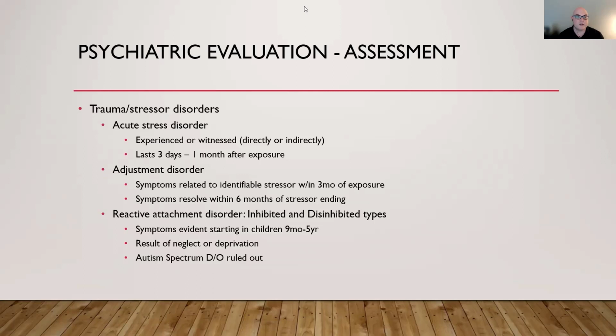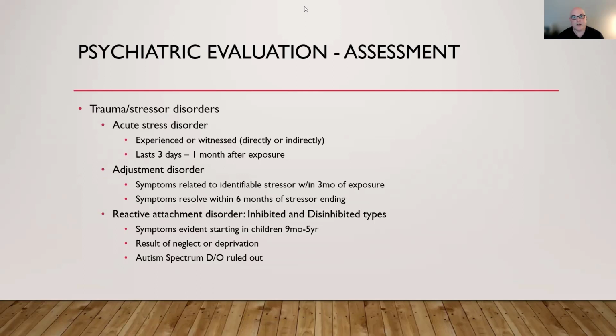Here we have acute stress disorder. This can last 3 days to 1 month after exposure to an experienced or witnessed traumatic event. Traumatic events are extremely frightening events that place the patient in either threat of their own personal life or wellness or observed in others. So it can be direct or indirect. Adjustment disorder is a shortened disorder where they have these symptoms, and this is within 3 months of exposure to the trauma, and it resolves within 6 months of the stressor ending.